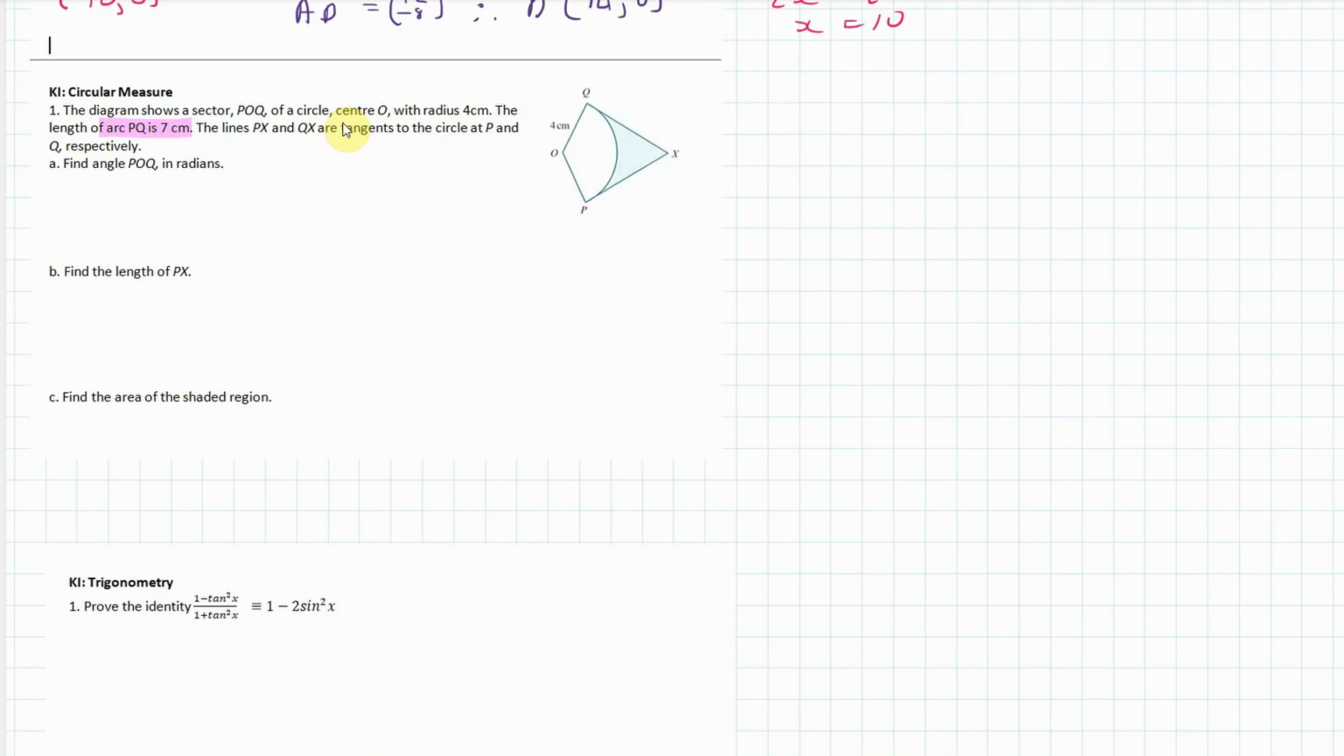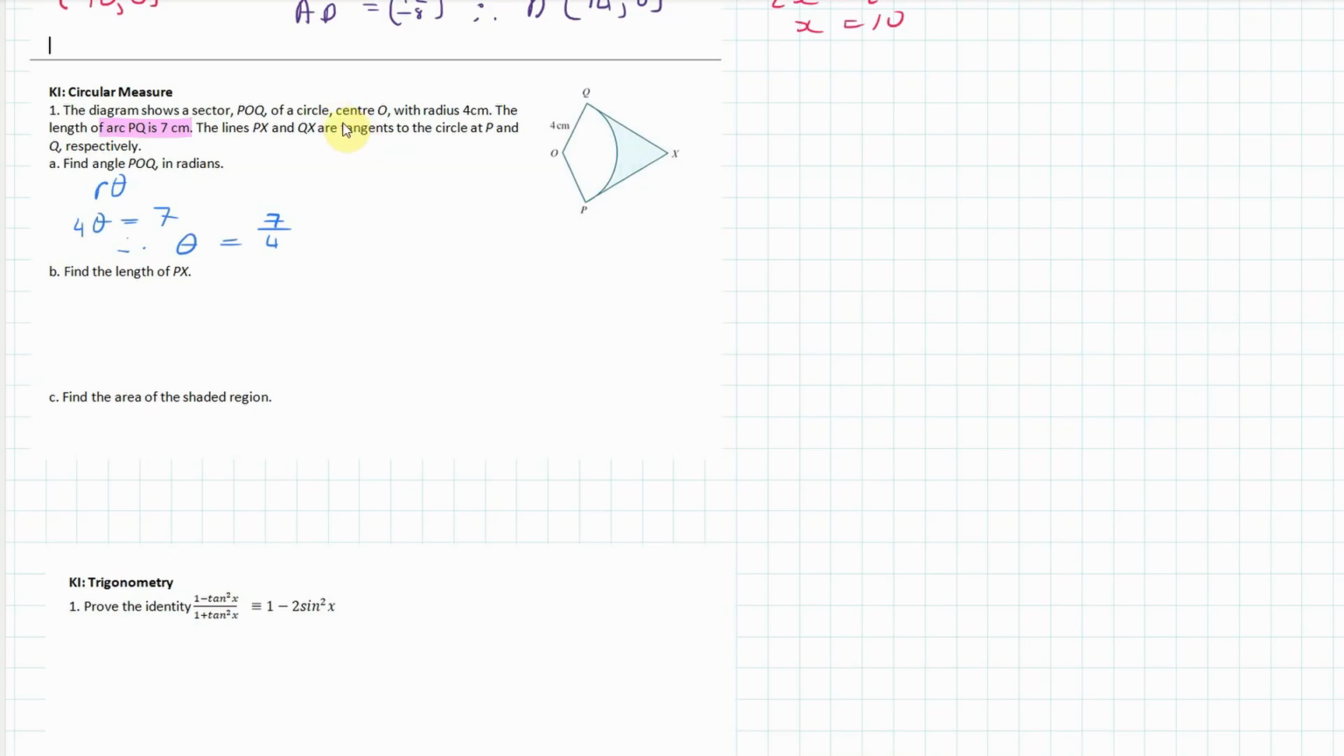Okay, so we know that this arc length is 7. Now, if this is 7, we also know that the arc length is r times theta, and so therefore 4 theta must be equal to 7. Therefore, theta is equal to 7/4 radians.